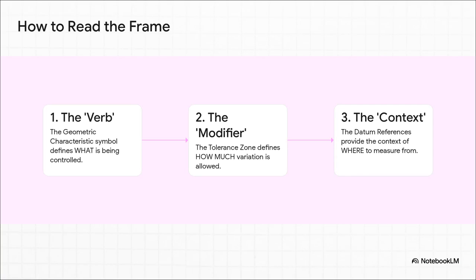All right, there are 3 essential parts to every single feature control frame, and they always show up in this order. First, you've got the geometric characteristic. That's kind of like the verb of our sentence. Second is the tolerance zone. Think of this as the modifier, like an adverb. And third, the datum references, which give us the all-important context.